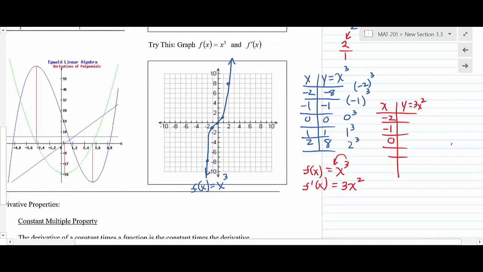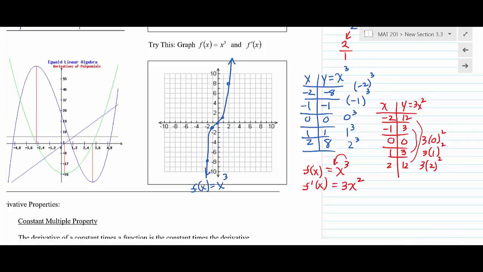Okay, so we have 3 times 2 to the second. That's 3 times 4, so that's 12. I have 3 times 1 to the second. That's 3 times 1, so that's 3. Then the next one is 0, and so forth. Okay, and this one is an even function, so this would just match this, and then the 12 would match there. It's an even function, so it's got some symmetry about the y-axis, so that's how that would go.